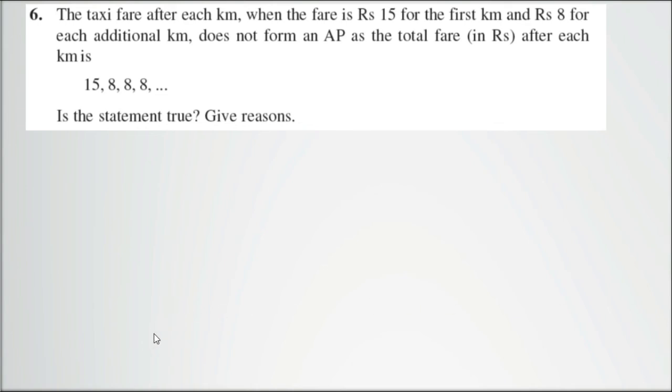Let us take up this question as the last question for today's session. Question number 6. The taxi fare for each kilometer: the fare is rupees 15 for the first kilometer and rupees 8 for each subsequent additional kilometer. This doesn't form an arithmetic progression, as the total fare in rupees after each kilometer is 15, 8, 8, 8, and so on. Is this statement true? Give reason.